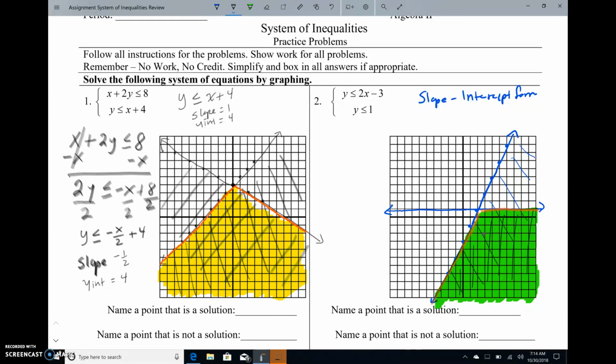So for example, we have -1, -2, -3, -4. So -3, -4 is a solution point. You notice that we have 0, 0 that's out here. This is not a solution. 0, 0 is not a solution point. So any point that's in this green area is considered to be a solution to this inequality system. This point will not be a solution.